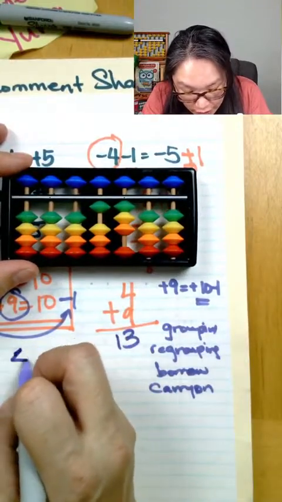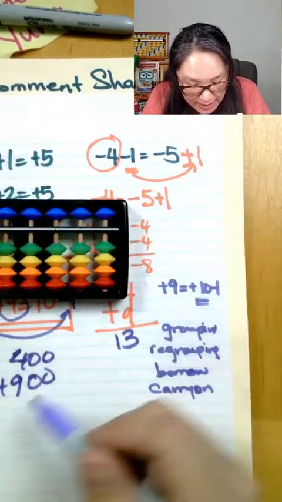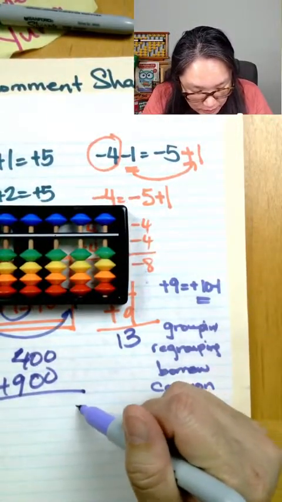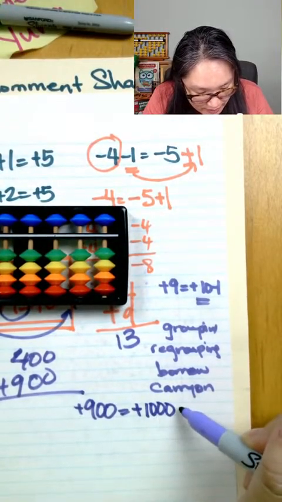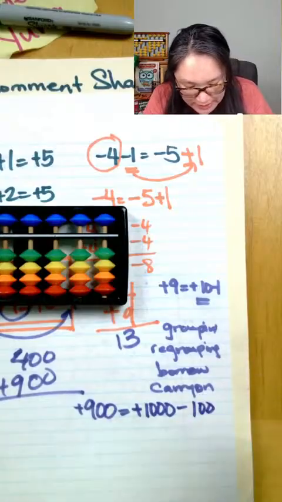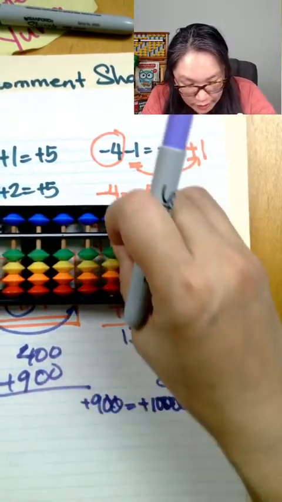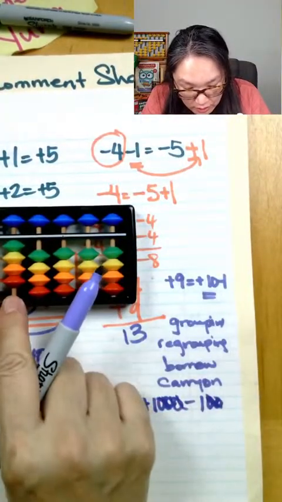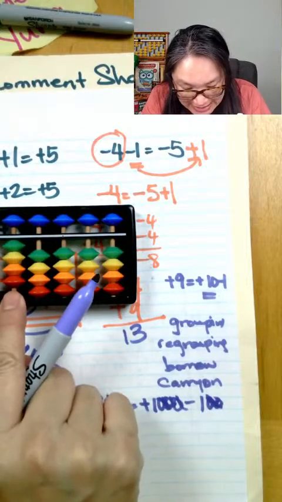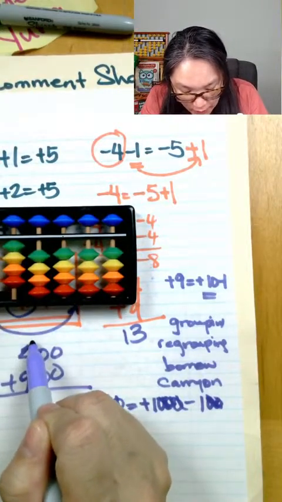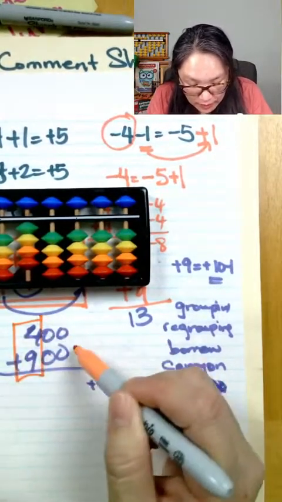So if I had 400 plus 900, it's still the same. It doesn't matter. We don't say in abacus 900 is equal to plus 1000 minus 100. We don't say that, because now it's just redundant. What we do is we boil it down. If I want to add the 400, I add the 900 by adding the 9. When we talk about abacus, we're only talking about the one bead when we go across.